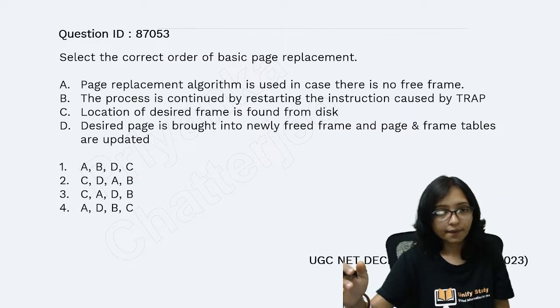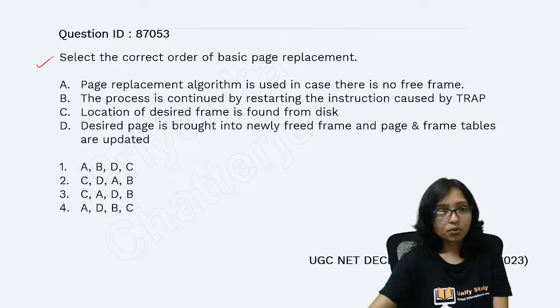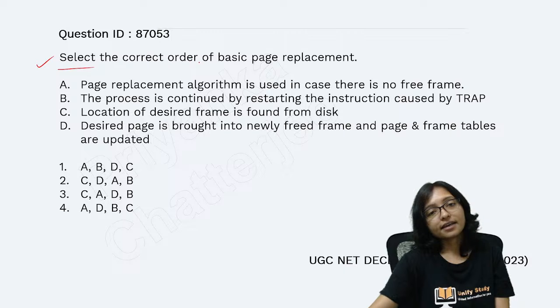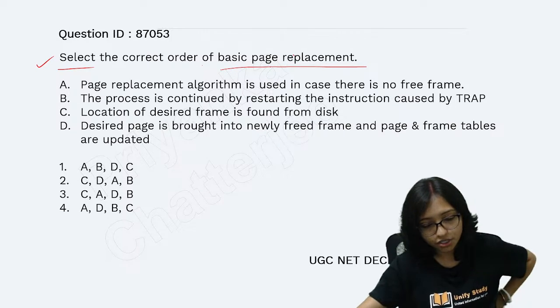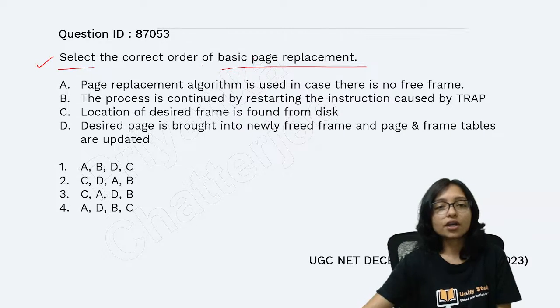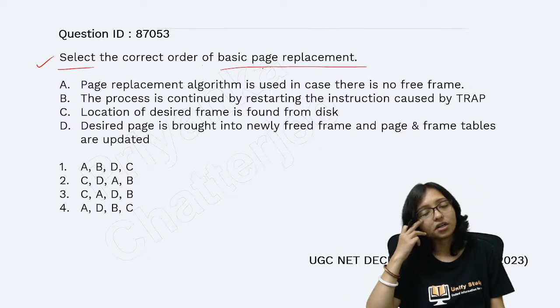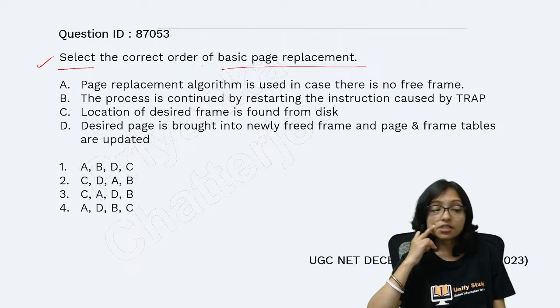Now do this. This is the next question. I have already started the poll. Select the correct order in the basic page replacement. Correct order of a basic page replacement. How is the page replacement strategy going on? You need to do the sequence here.